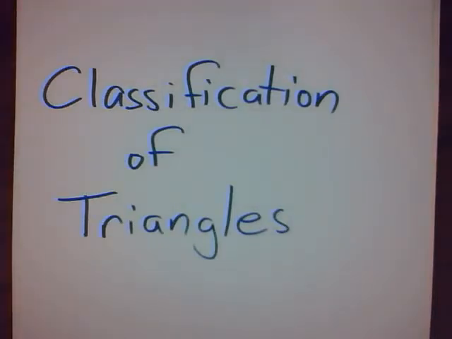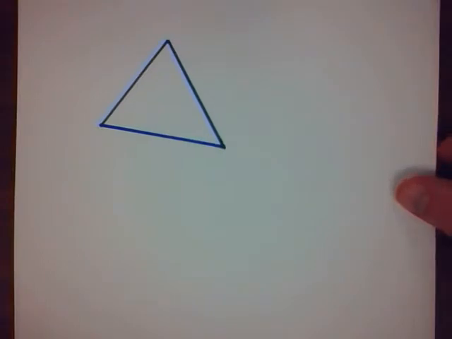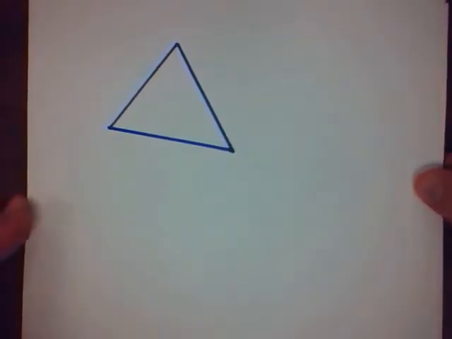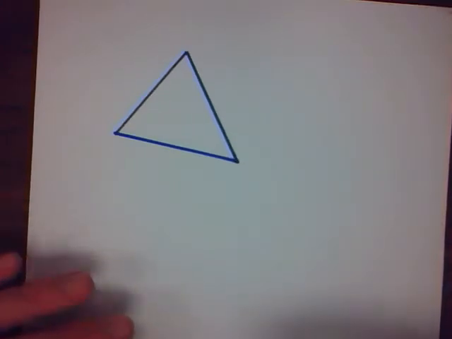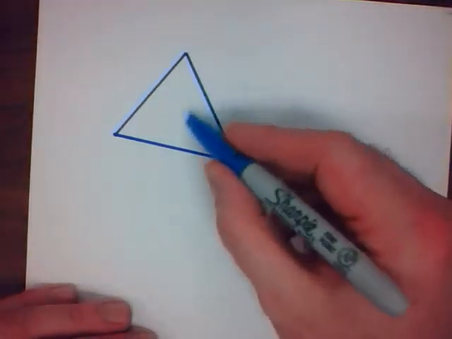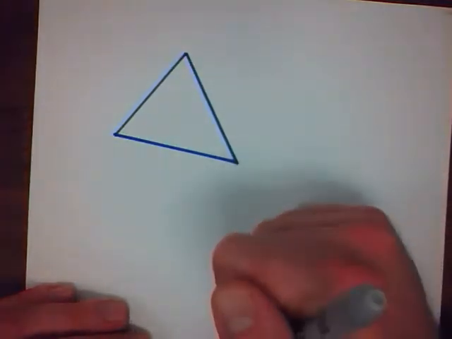In this session, we're looking at the classification of triangles. First, let's think about triangles. This is a triangle. What makes it a triangle? What things do all triangles have? Well, there are three things. They have three sides and three angles. And that is how we go about classifying triangles.